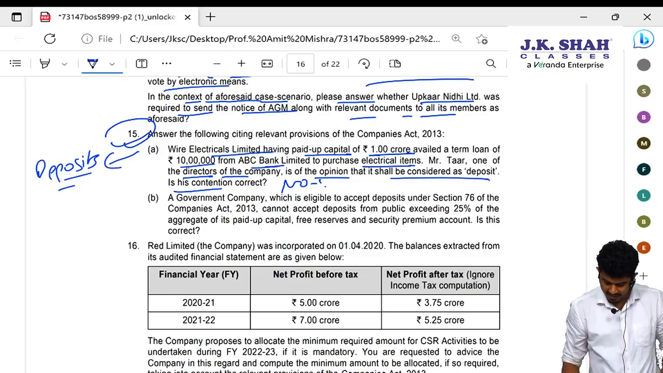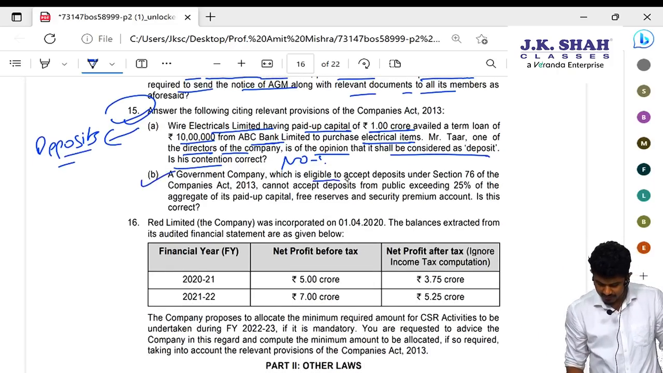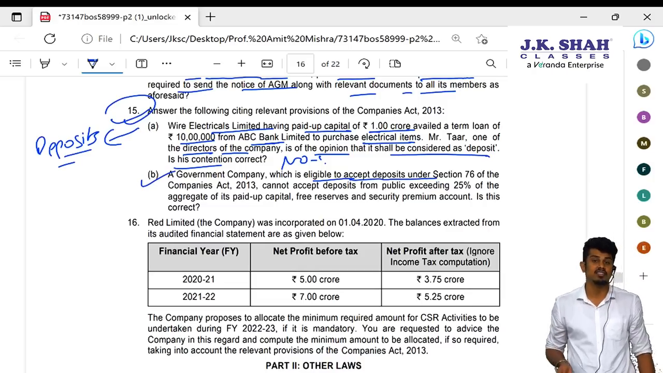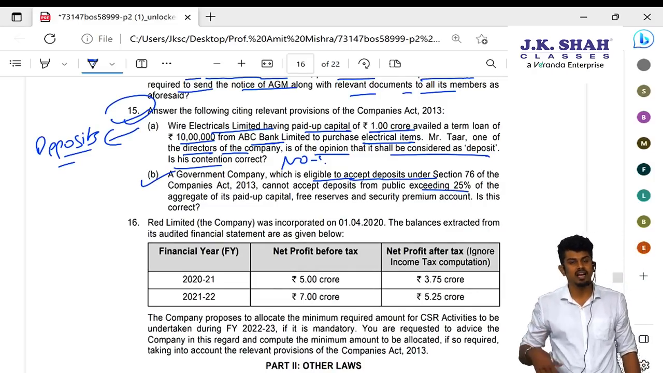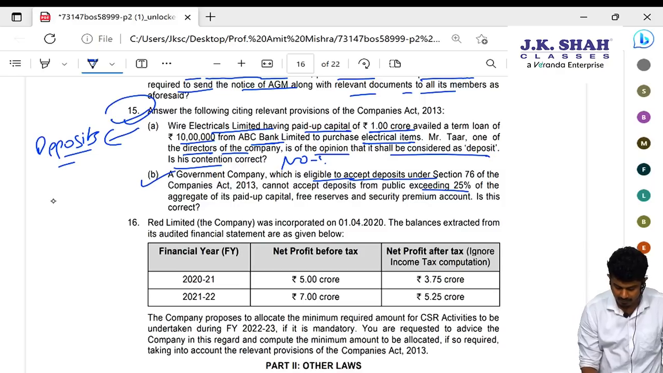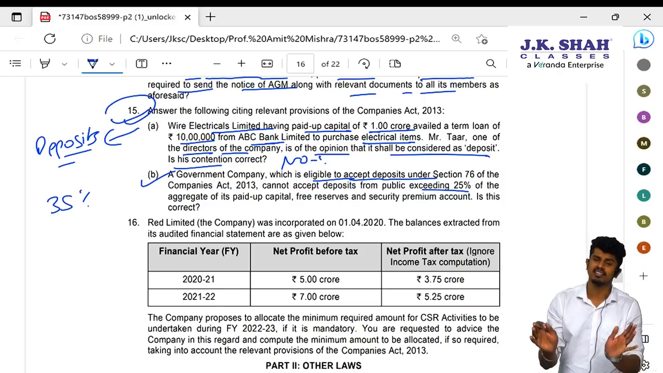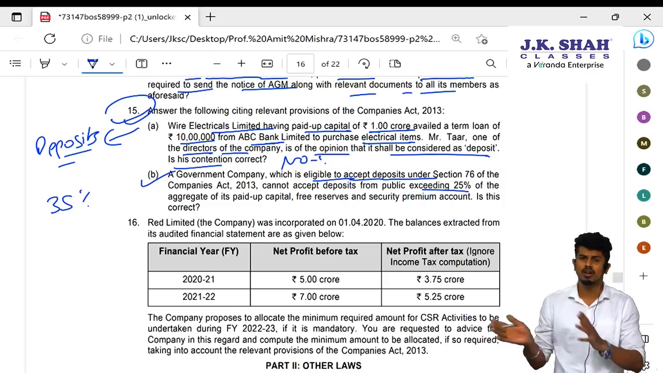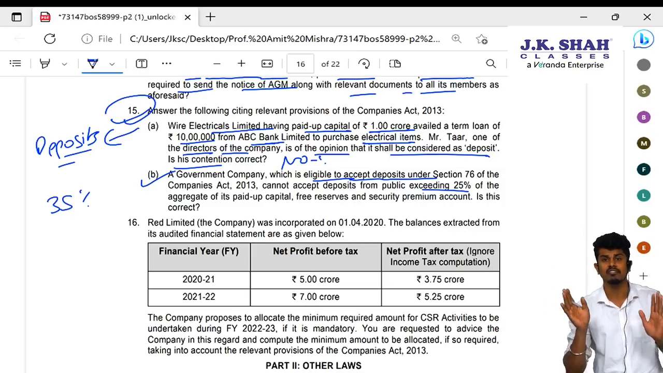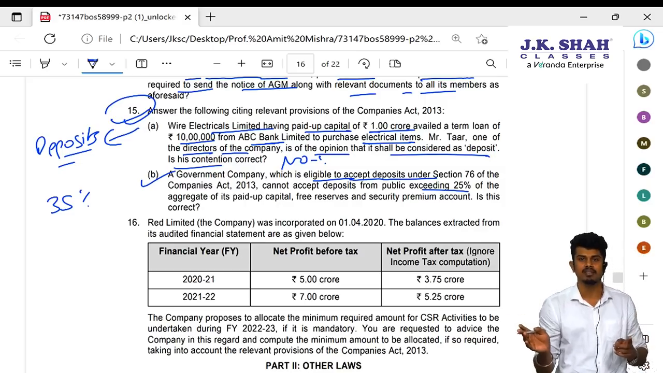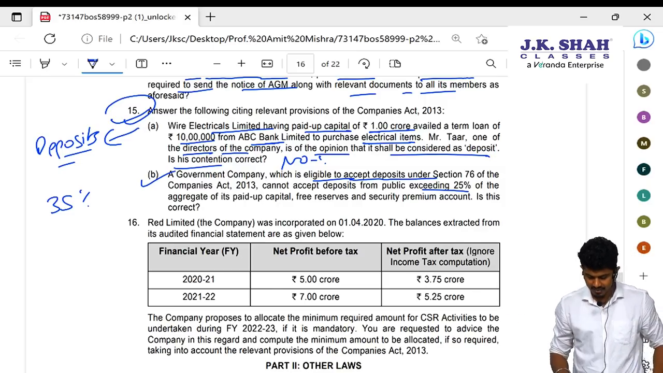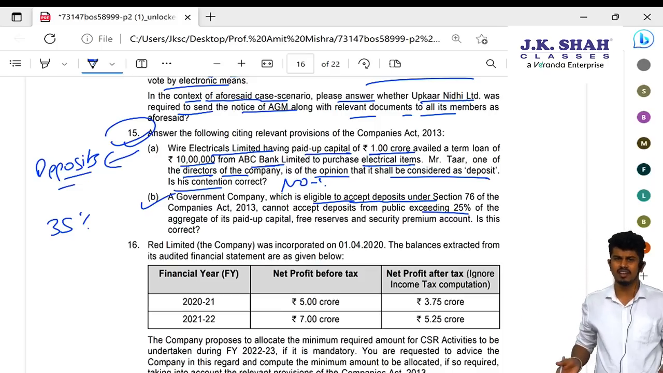Correct? And second, a government company which is eligible to accept deposit under section 76 can accept up to 25% only from public. The answer is again incorrect. A government company can accept up to 35%, and there is no bifurcation. They can accept 35% from either public or members. Bifurcation is for an eligible public company, 10%, 25%, if you remember. Correct? So question number 15 is also very easy.